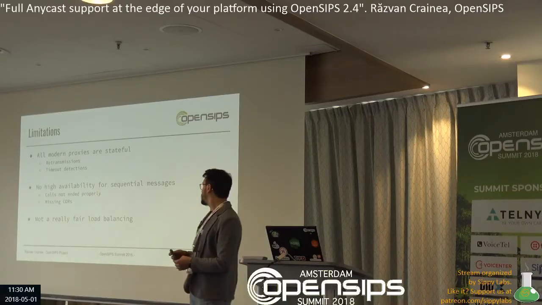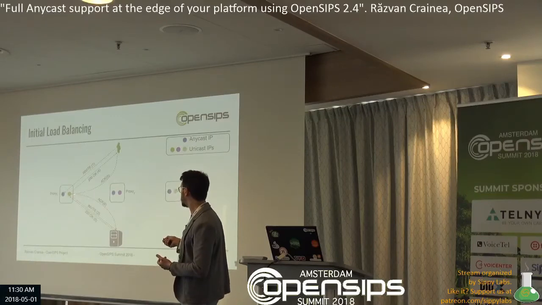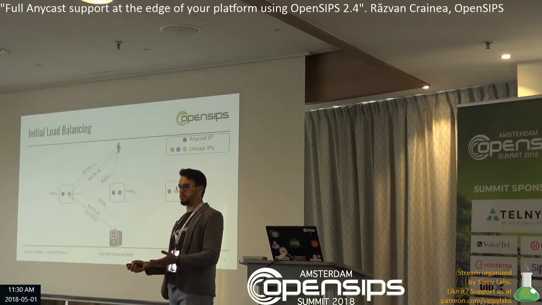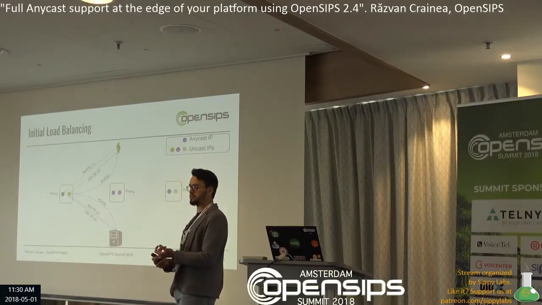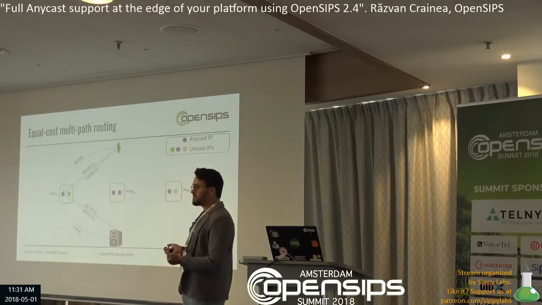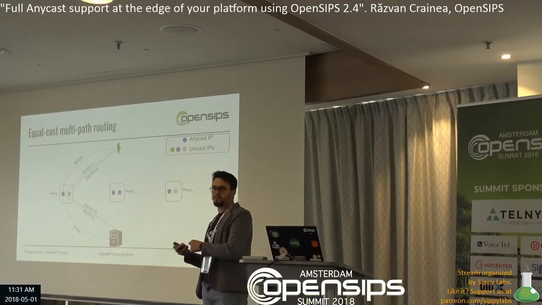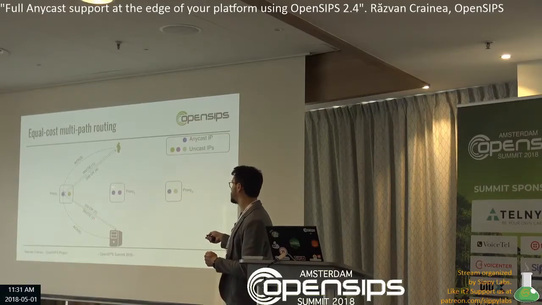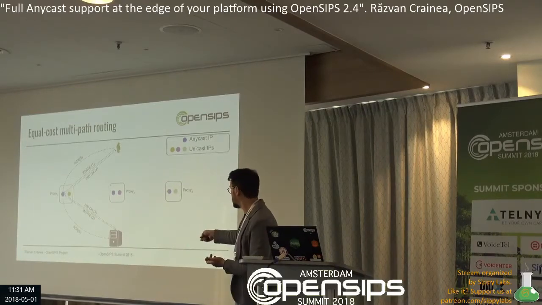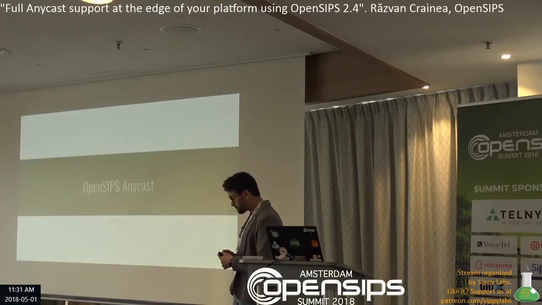There's no high availability for sequential messages. For example, if you go back to the second solution, where you stick with the Unicast IP, again, if this machine goes down, your entire call is lost, right? You can't generate proper CDRs, you can't do anything. And it's not actually fair load balancing because it's only balancing the first request. Any other request cannot go somewhere else. It will always go here, so it's not quite fair.